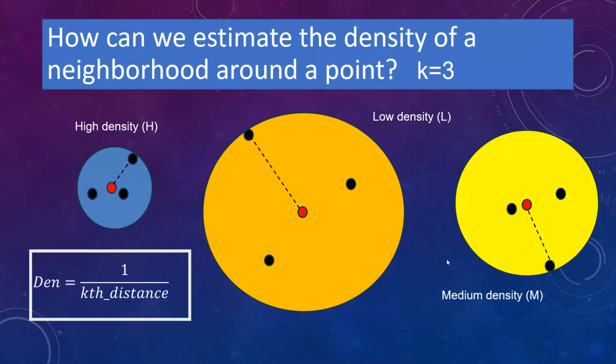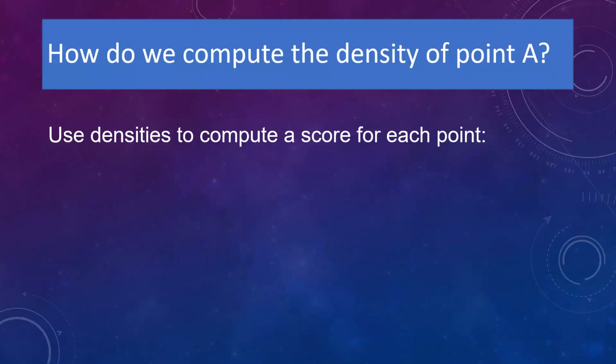So that very simply is given by this equation. The density is equal to 1 over the kth distance. This is the kth distance here, kth distance here, kth distance here. We just take this value and plug it into our previous equation for the score, and that'll give us our result.